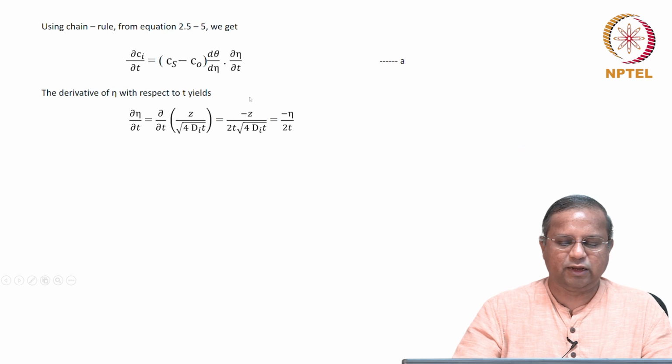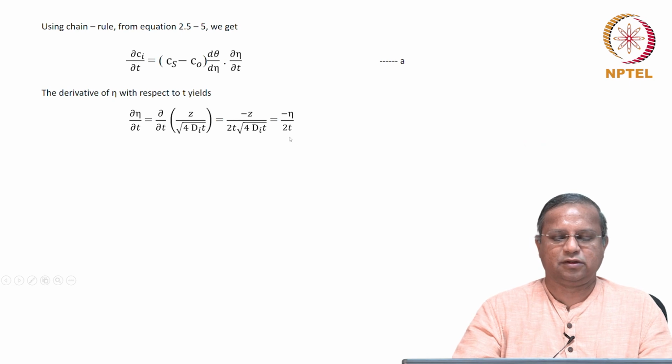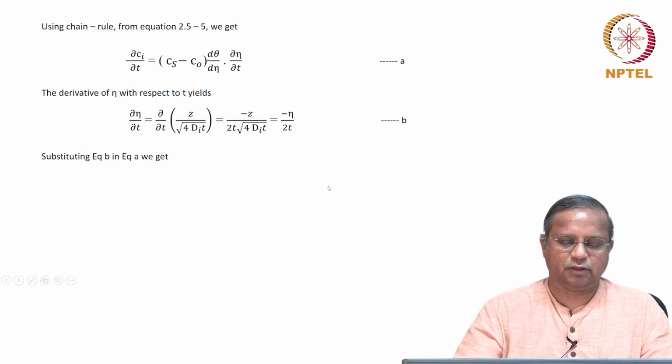This is nothing but again eta. So, you get minus eta divided by 2t. This is what our definition of eta was, and therefore, it becomes minus eta by 2t. Call this B. Now, if you substitute equation B, which is dou eta by dou t equals minus eta by 2t, into this, we get dou C by dou t equals, because there is a minus here, minus Cs minus C naught d theta by d eta, and this dou eta by dou t becomes eta by 2t.